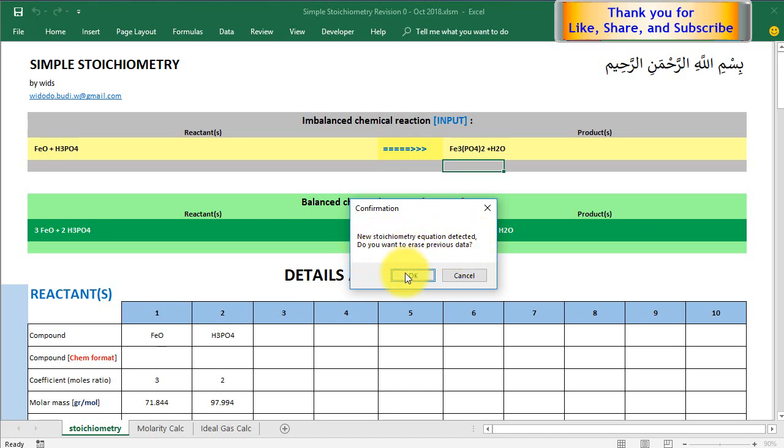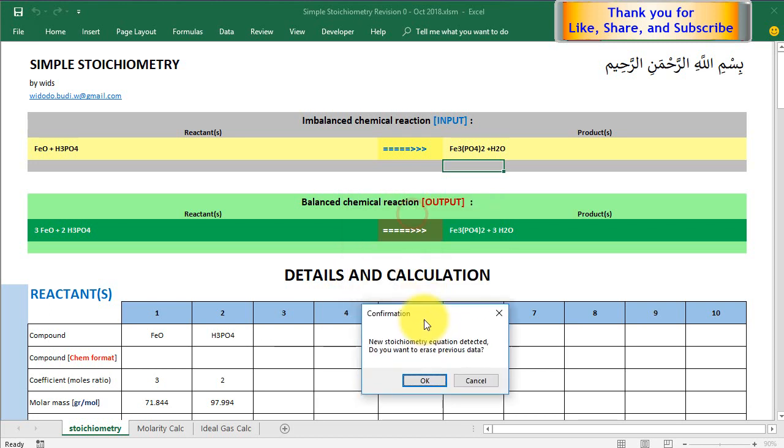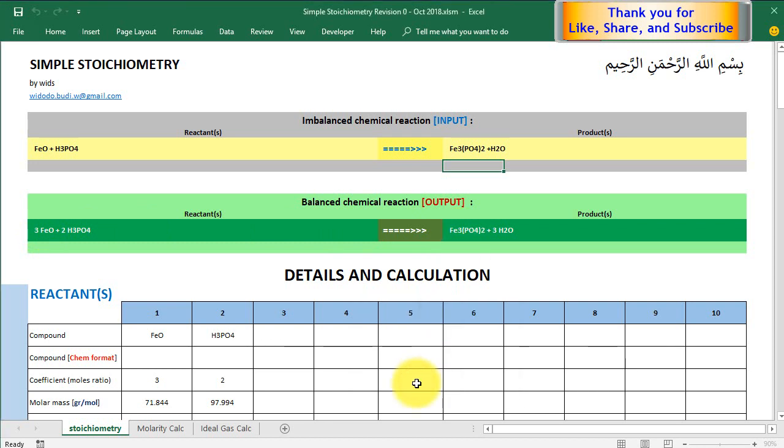If we click OK, the previous data from the previous chemical reaction will be deleted. Otherwise, we still have the previous data. Alright, if we see here, this is the balanced chemical reaction. So now, okay, we click OK.